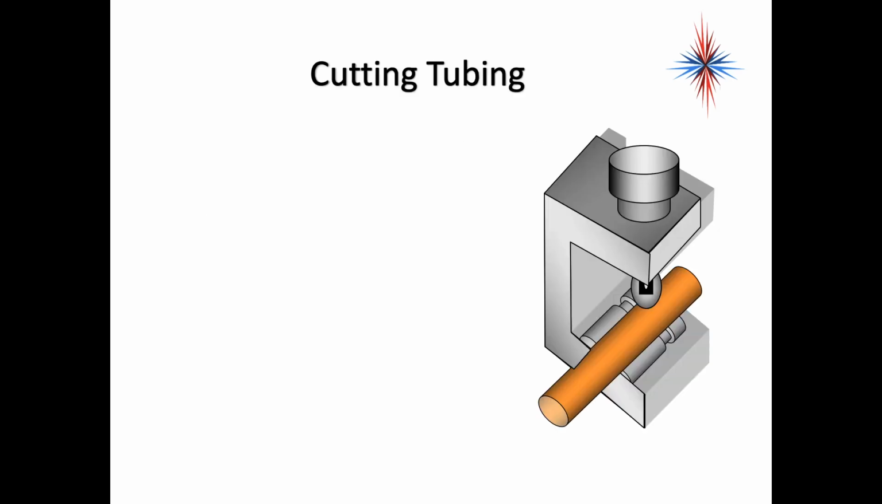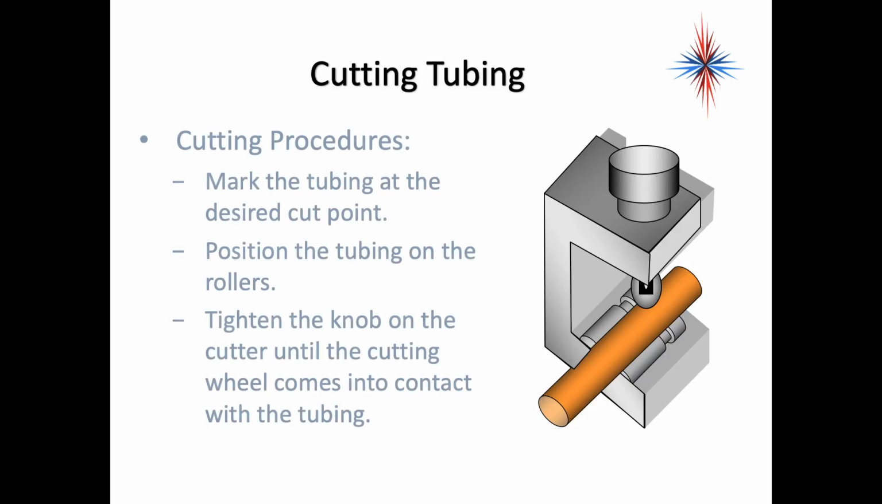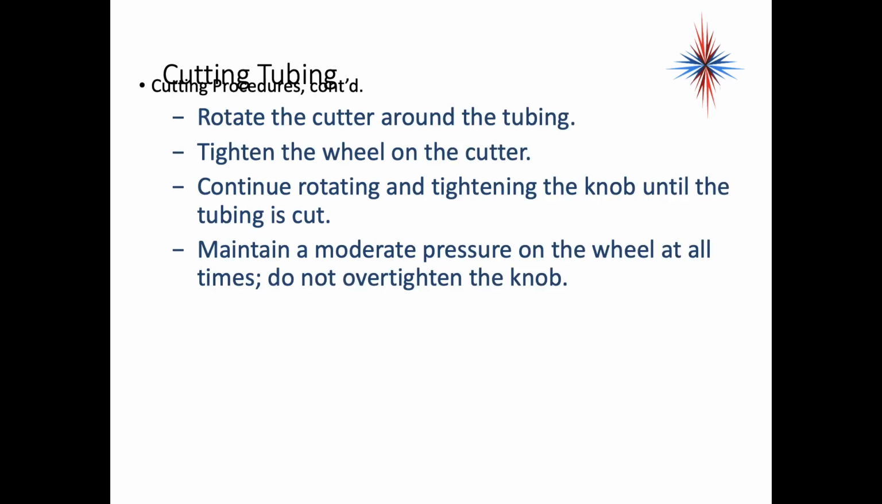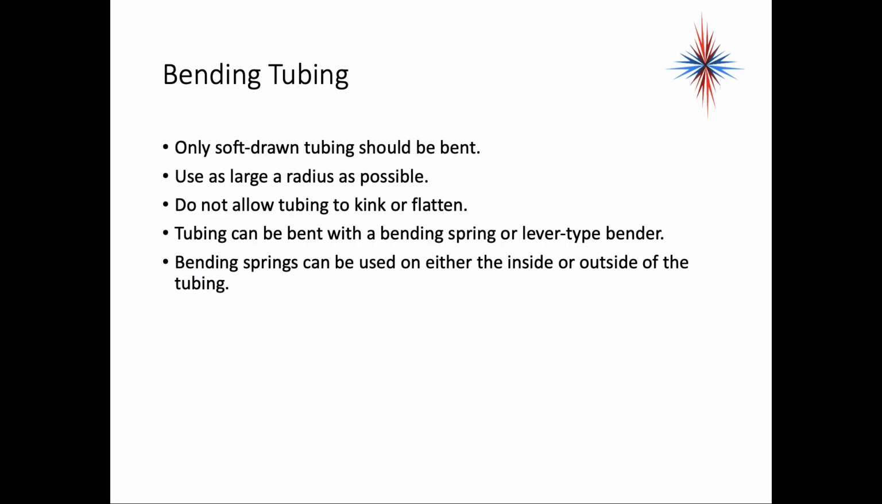So this is an example of a wheel tubing cutter. Okay, mark the tubing at the desired cut point. Position the tubing on the rollers. Tighten the knob on the cutter until the cutting wheel comes in contact with the tube. Rotate the cutter around the tubing. Tighten the wheel as you go. Continue rotating and tightening the knob until the tubing is cut. Maintain a moderate pressure on the wheel at all times. Do not over-tighten the knob.